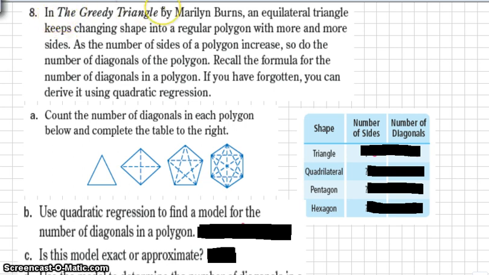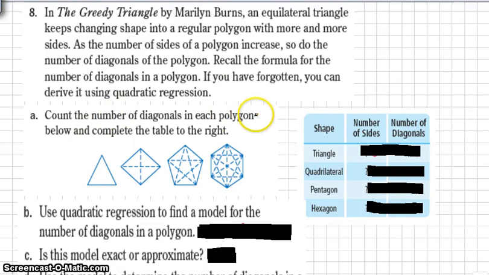In The Greedy Triangle by Marilyn Burns, an equilateral triangle keeps changing shape into a regular polygon with more and more sides. As the number of sides of a polygon increases, so does the number of diagonals of that polygon. Recall the formula for the number of diagonals of a polygon? If you've forgotten, you can derive it or get it from using quadratic regression. And that's what we're going to do today.